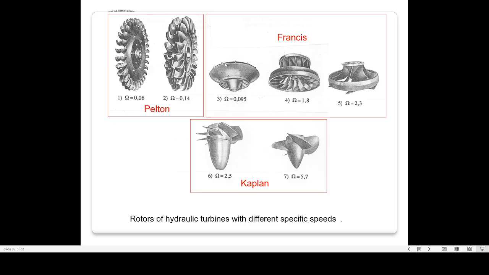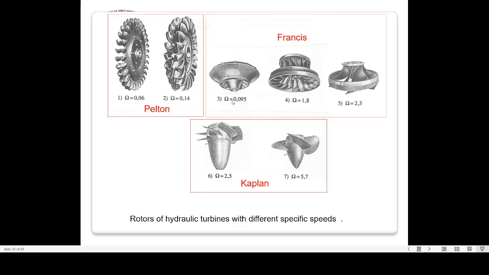This particular slide shows the runners which can be used for the different types of turbines. So if I see now, this is the runner of the Pelton wheel. It would be fitted on a shaft, and one can see that around the periphery such buckets, 20 to 30 buckets, are spaced evenly around the periphery of the runner. Then, with some different dimensions, a large size runner can be seen in another arrangement.